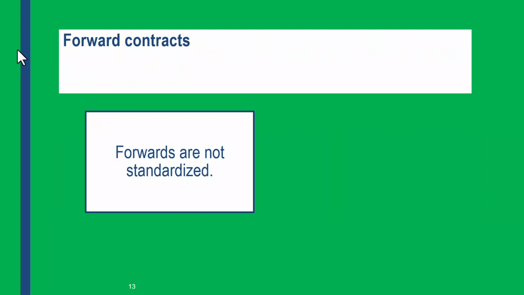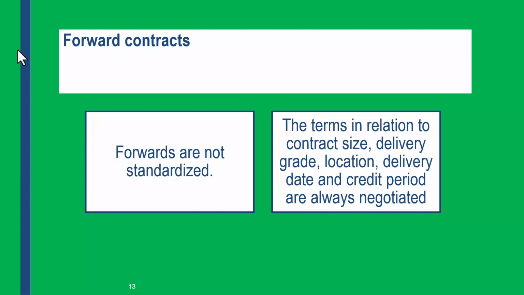Okay, now let's talk about how forwards are not standardized. As I told you, forwards are not standardized, but futures are standardized. So we'll talk about the standard. You will come to know why we say it's not standardized. The terms in relation to contract size, delivery grade, location, delivery date, and credit periods are always negotiated.